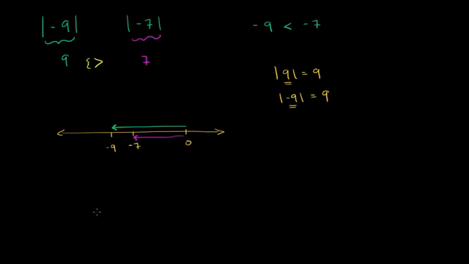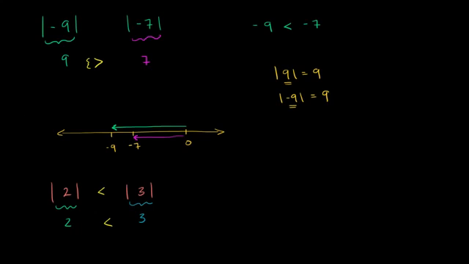So let's say that we wanted to compare the absolute value of 2 to the absolute value of 3. Well, the absolute value of a positive number is just going to be that same value. 2 is 2 to the right of 0. So this is just going to evaluate to 2. And then the absolute value of 3 is just going to evaluate to 3. It's pretty straightforward. So 2 is clearly the smaller number here, and so we get the absolute value of 2 is less than 3. So we have a less than right over here.